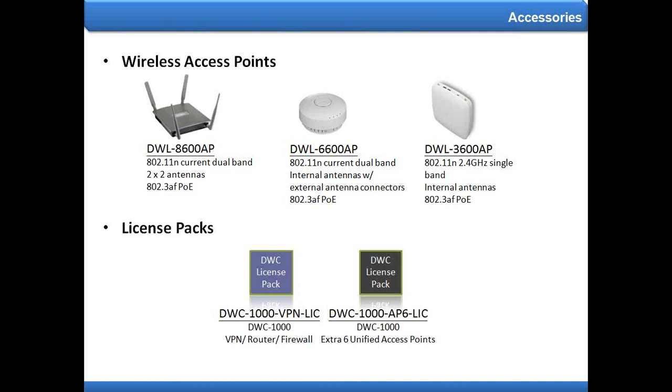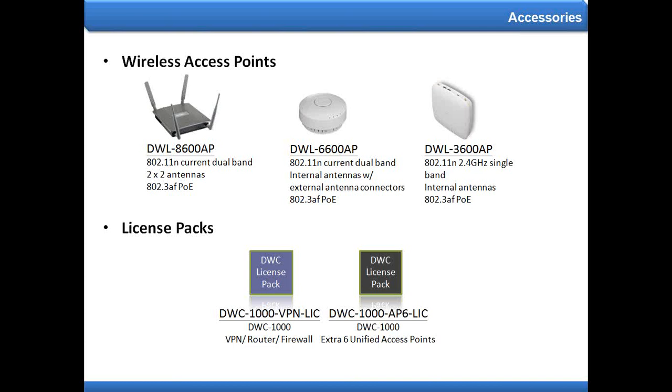But also being plenum rated means that it's able to be mounted above the ceiling within plenum rated areas. It is compliant to fire code. The DWL6600AP is also a concurrent dual band access point with internal antennas. So it supports 2.4 and 5 gigahertz N simultaneously. It is also a plenum rated design, so it could be mounted on the ceiling or above the ceiling in plenum rated areas. But it does offer an unobtrusive smoke detector style design, a little bit more appropriate for office spaces.